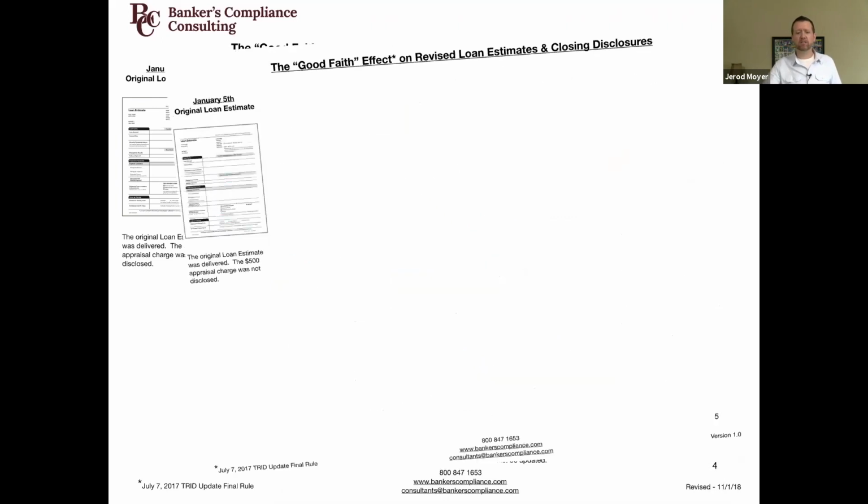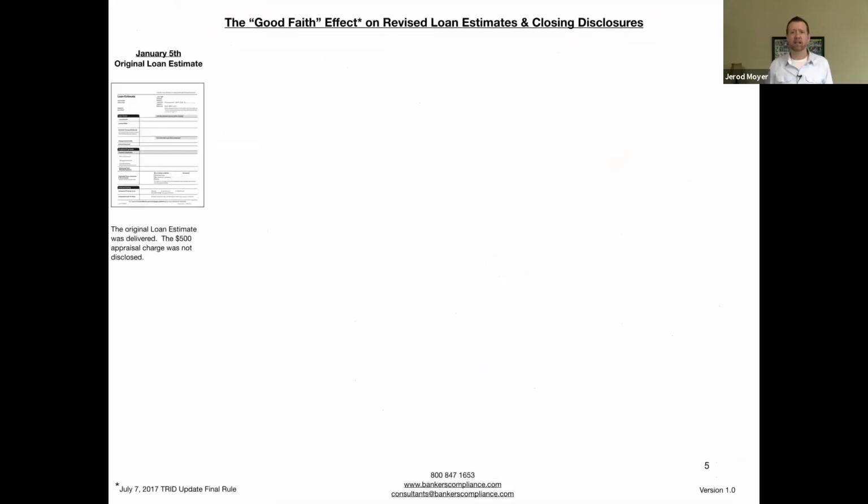So the first thing that's going to happen, moving from left to right, is on January 5th, I issued a loan estimate and I made a mistake. I forgot the appraisal. Now, right out of the gates, what we know based on the TRID rules is that I can't charge the borrower for that appraisal. I failed to disclose it. That's going to be a tolerance cure I'm going to give when we get to the closing disclosure. I'll explain how that's done when we get there.